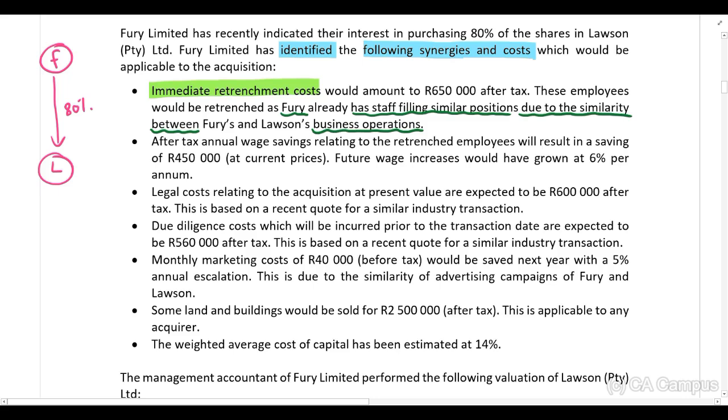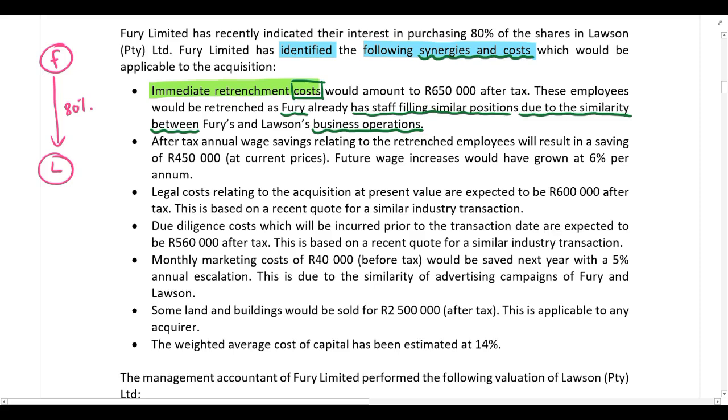Now guys, this retrenchment cost is obviously a cost and not a synergy benefit, but we are looking at synergy benefits and costs, all right? So this is obviously a cost, not a benefit. The benefit will come in a little bit later because there will be salary or wage savings as a result of this retrenchment. But for now, we are looking at the cost.